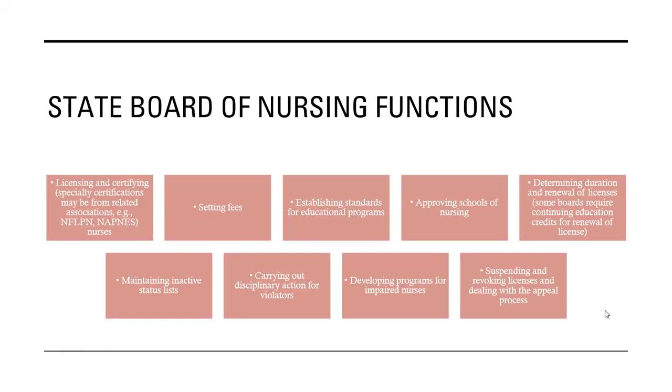Now, the State Board of Nursing, this is a body of people, and what they do, they're developing programs for impaired nurses. They're carrying out disciplinary actions for violators. They are establishing standards for educational programs. They're approving schools of nursing. They are maintaining those lists of active and inactive nurses.